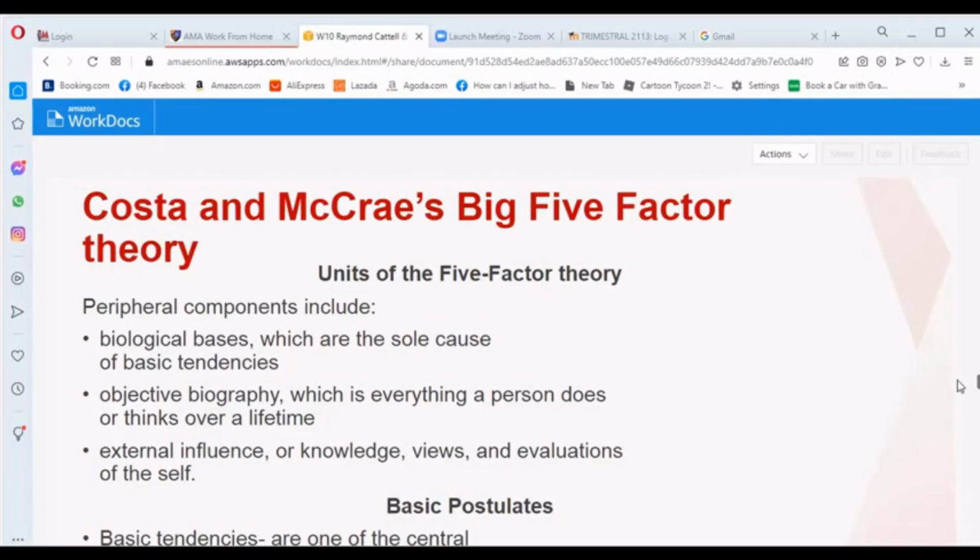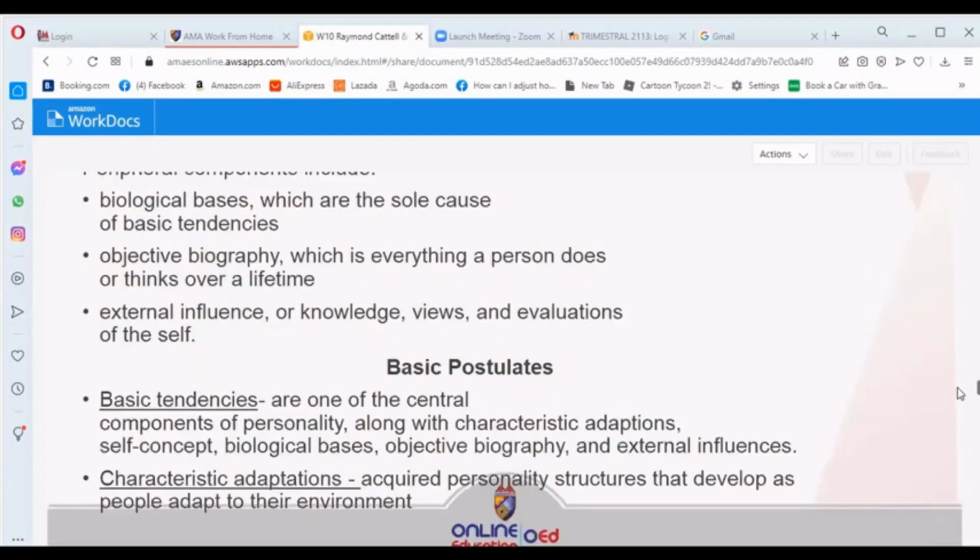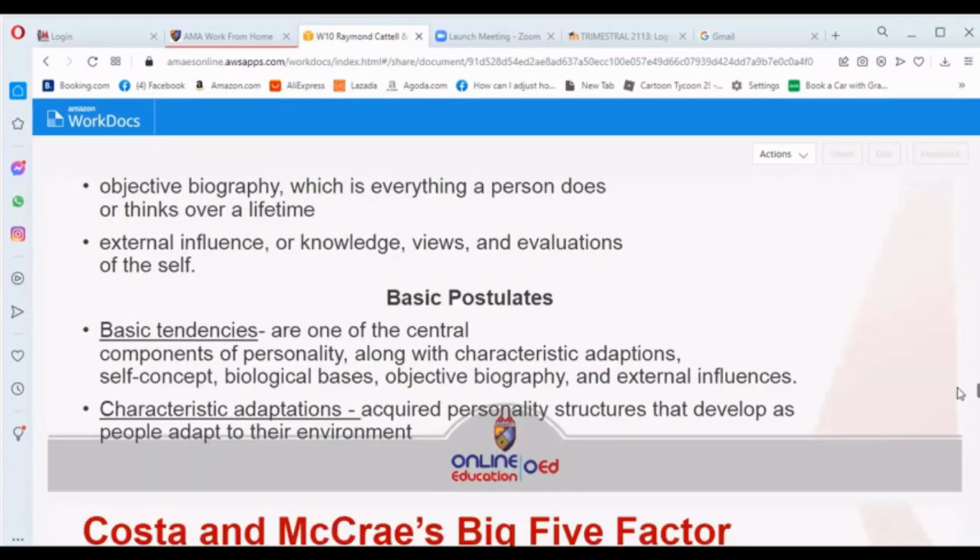There are basic postulates. Under the basic postulates, we have the basic tendencies, which are one of the central components of personality, along with characteristic adaptation, self-concept, biological basis, objective biography, and external influences. Characteristic adaptations are acquired personality structures that develop as people adapt to their environment.